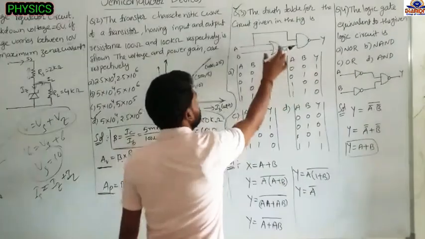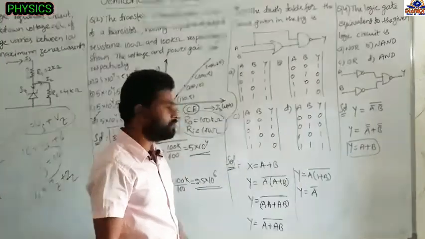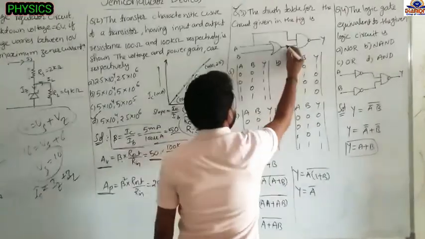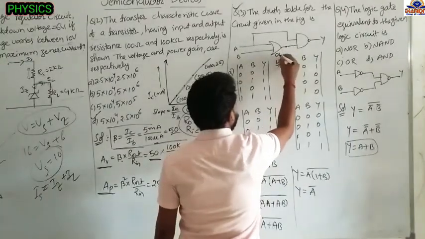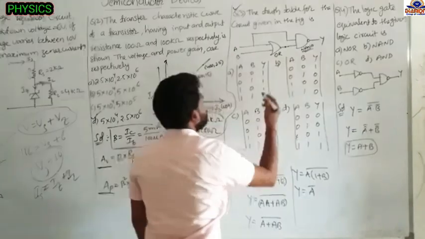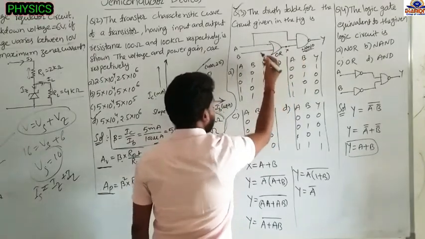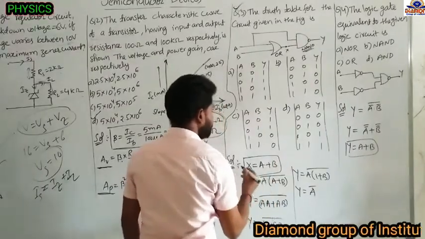See, this is the circuit diagram they have given, and these are the options. First, we have to find Y. This is the OR gate and this one is the NAND gate. I am assuming the OR gate output is X. So X equals what? A plus B. The output of the OR gate is A plus B.